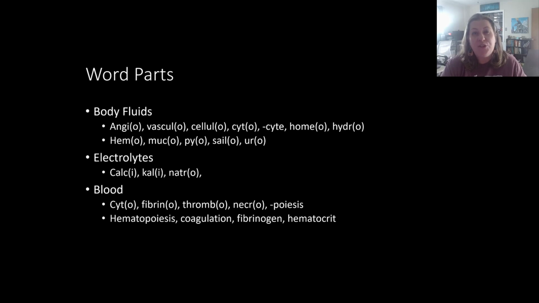When we talk about blood, there's also some root words and suffixes that come into play. Cyto, fibrin, so when you talk about fibrinogen or fibrin itself, that's going to be part of the blood. Thrombo, okay, is another one. We also have poiesis, so if you talk about hematopoiesis, it's the formation of blood cells. We also can have words like coagulation, which is where there's a clotting of the blood. Fibrinogen is where those fibers help with coagulation. And hematocrit is looking at the amount of red blood cells in the blood itself. And there's lots of different ways that you could end up putting these together.